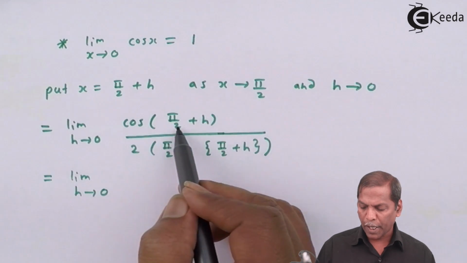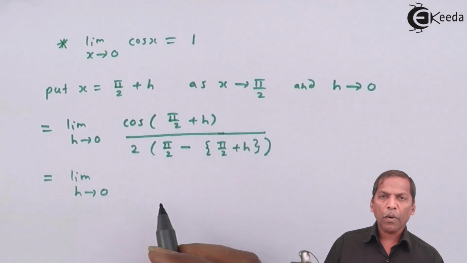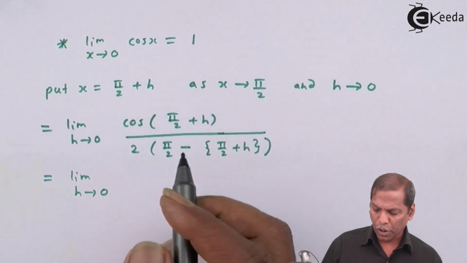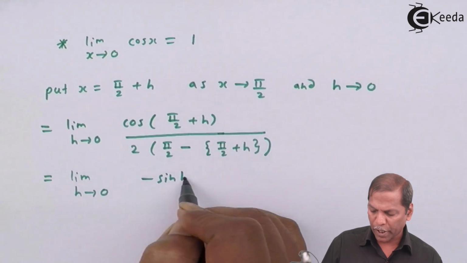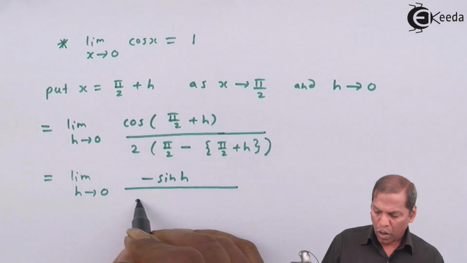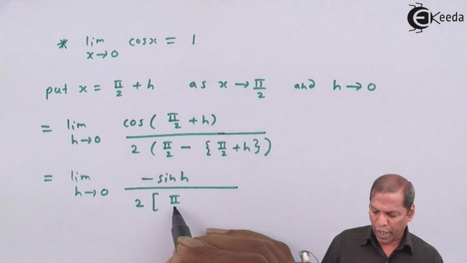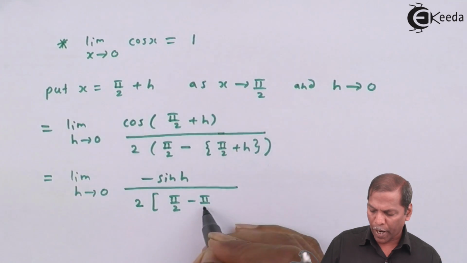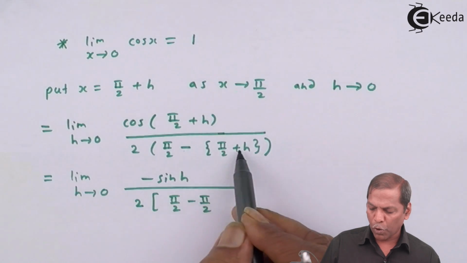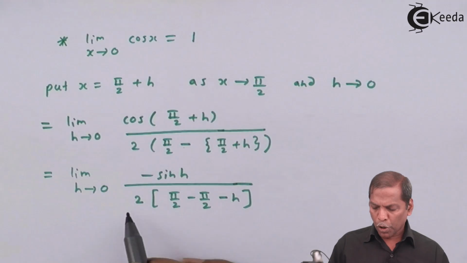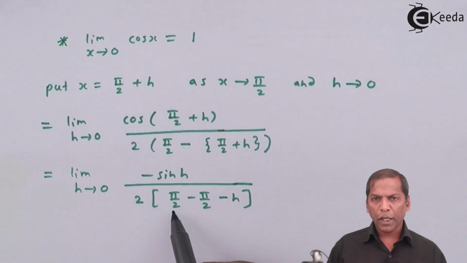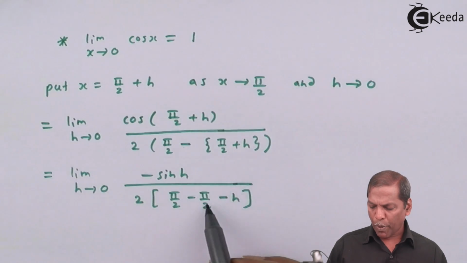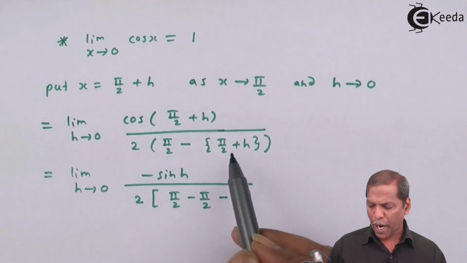Now cos 90 plus theta gives minus sin theta, and therefore cos of pi by 2 plus h gives minus sin h upon 2 in bracket we write pi by 2 as it is, and if you open the curly bracket then we get minus pi by 2, then minus into plus minus h.